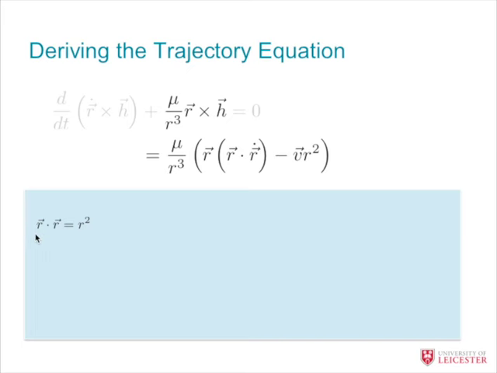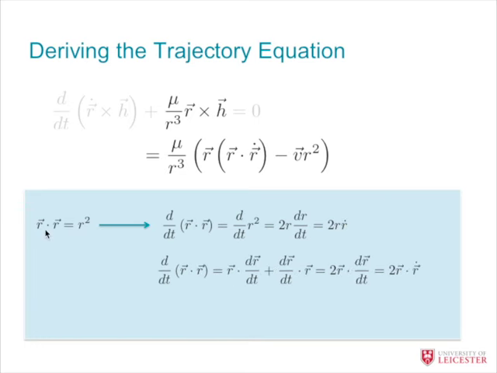So let's look at the vector r in a scalar product with itself, and we know that that's going to be r squared. If I want to differentiate this scalar product with respect to time, so d by dt of vector r in a scalar product with itself, I can see straight away that that's the same as d by dt of r squared, the scalar, which is equal to 2r dr by dt, and I can write that as 2r multiplied by the scalar r with a dot over the top.